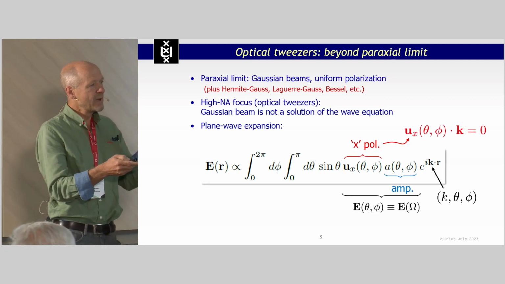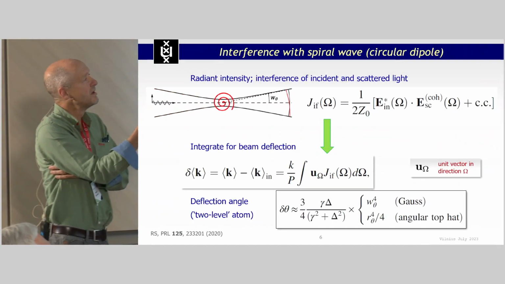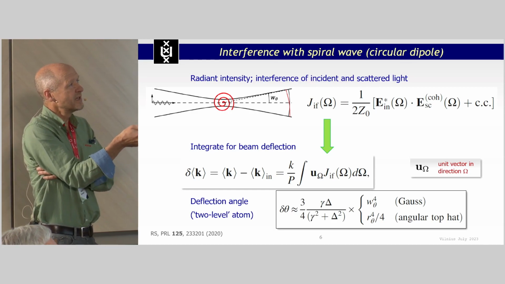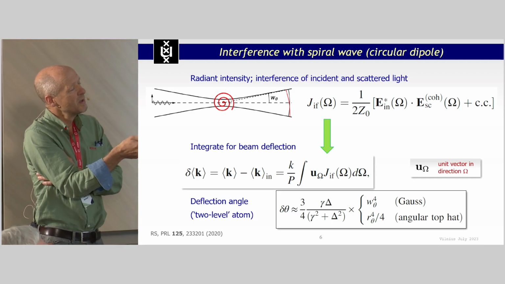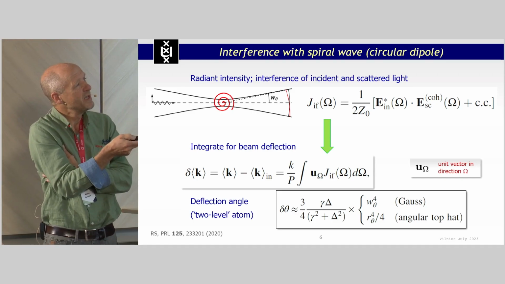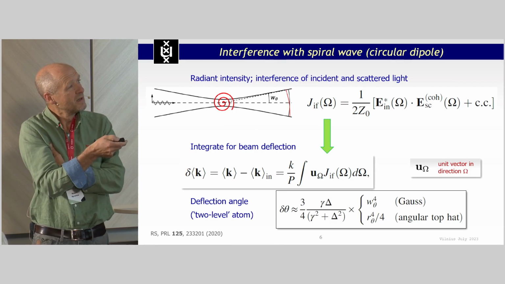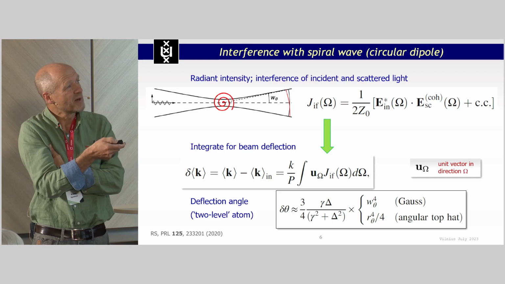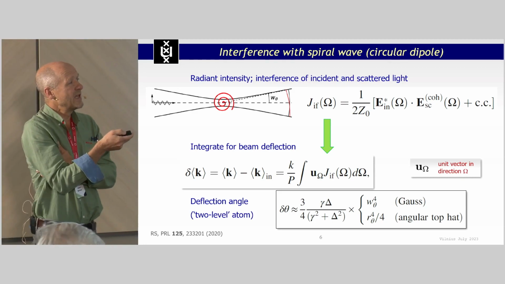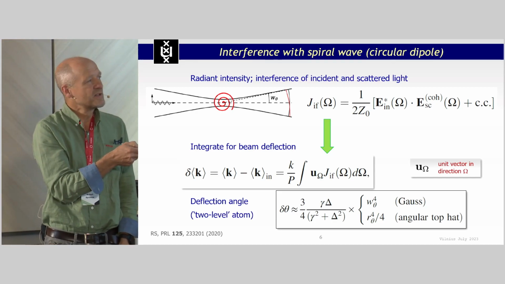Okay, and we can do this now, this E of omega, for both the incident wave and the scattered wave. And then they interfere, and the interference term, which is now direction dependent, is going to be something like the product of these two E omegas. Okay, the scattered wave, coherent part of it, and the incident wave.